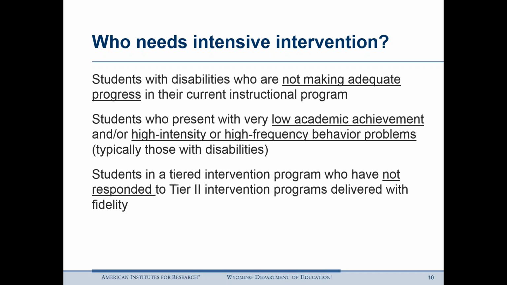When we think about who needs intensive intervention or Tier 3, we think of students who are not making adequate progress in their current instructional program. They're students who present with very low academic achievement and/or high intensity or high frequency behavior problems. We also think about students in tiered intervention programs who have not yet responded to Tier II interventions that have been delivered with fidelity and have been found effective for most students.